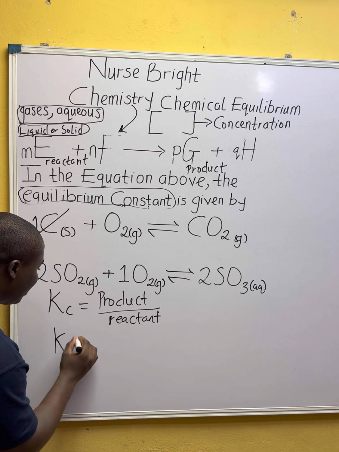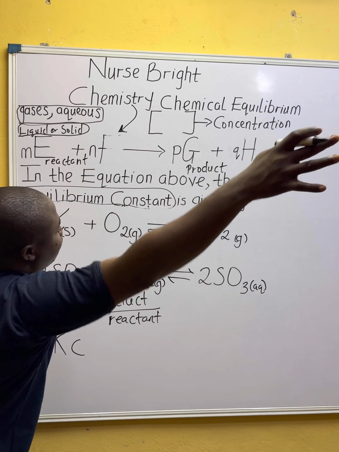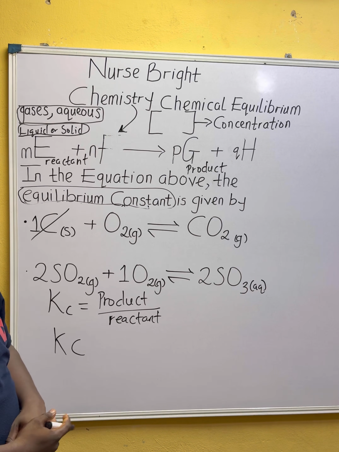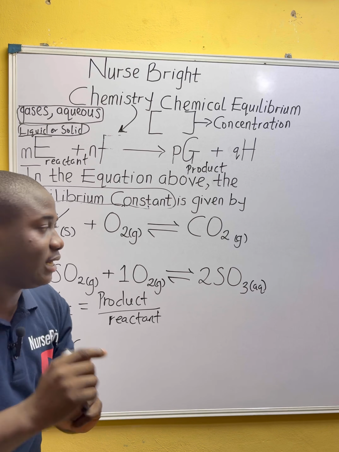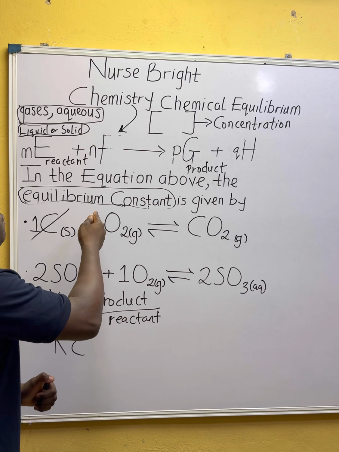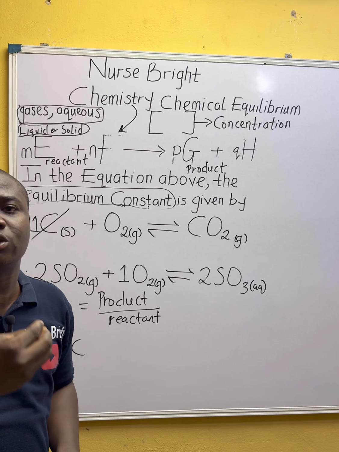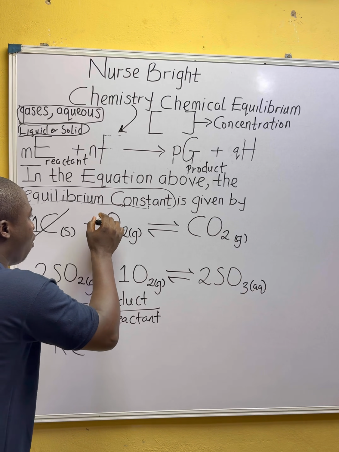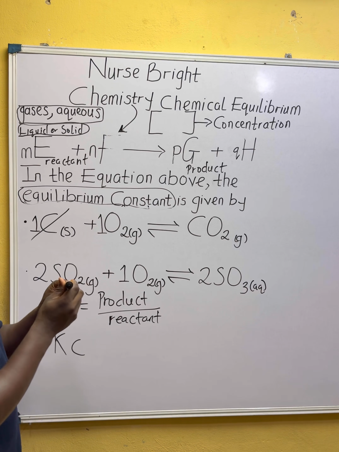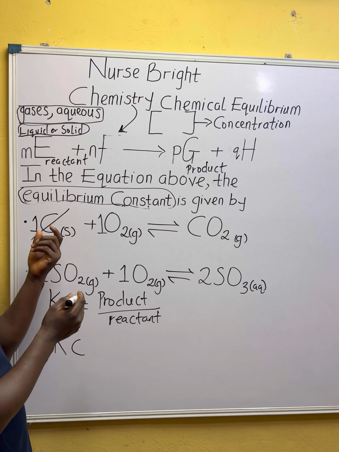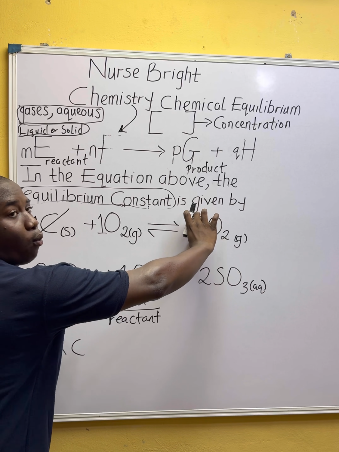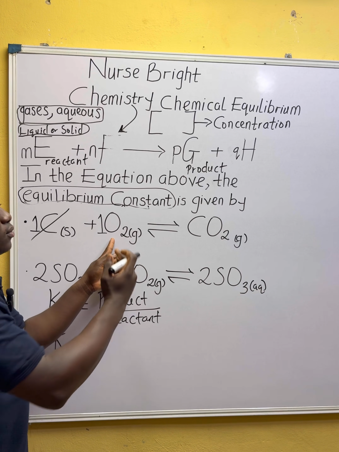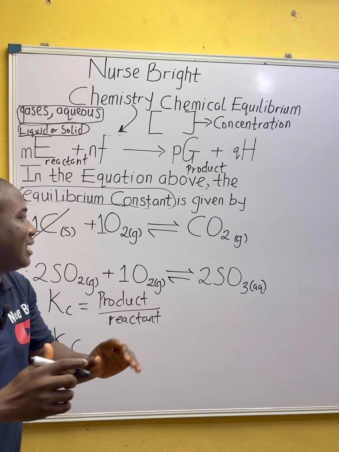Kc will now be product over reactant. This is my product. Normally the reaction should be balanced, and this reaction is balanced. If you don't have any number standing in front of a compound or element in a reaction, you just assume it to be 1. There is an invisible 1 here as well. Let's check together. How many carbon do we have on the left-hand side? 1. How many here? 1. Carbon is balanced. How many oxygen on the left? 2. How many oxygen on the right? 2, so it's balanced.